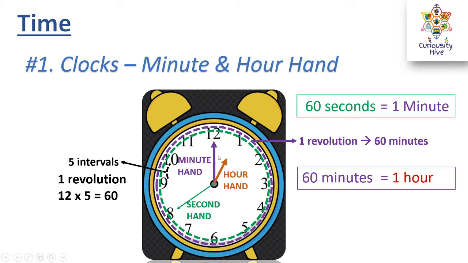And how about the hours? Now, the hour hand takes one revolution in 12 hours. So, this conversion we should keep in mind for our future solving. Let's see about reading time now.